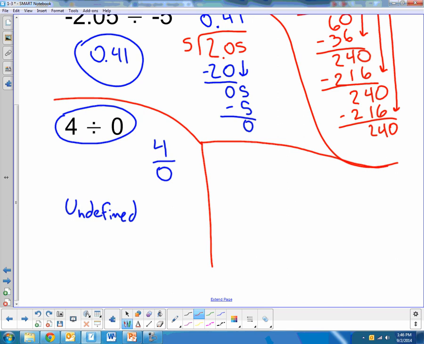It's undefined. You can, however, take 0 divided by 4. If I have $0, I can give $0 to 4 different people. They each get nothing. They each get 0. So you can take nothing and divide it into as many groups as you want, as many piles as you want. Every pile has nothing in it. That's fairly easy to do. I can take nothing and divide it into 1 billion piles. Every pile is 0. I can't take 4 of something and make 0 piles of it. That's impossible in our math. That's undefined. Okay, so that's it.